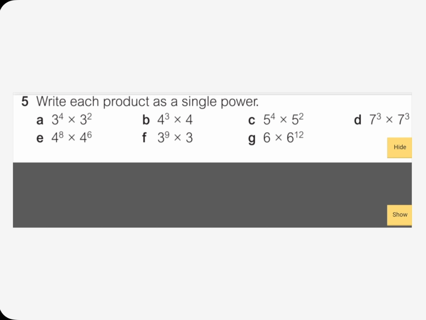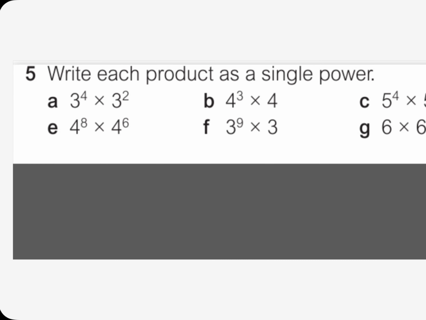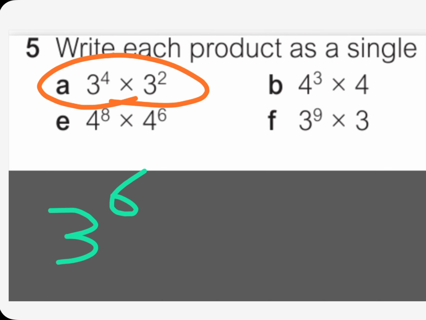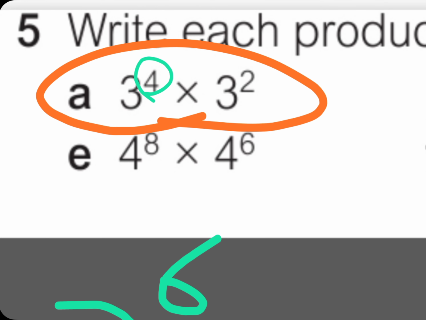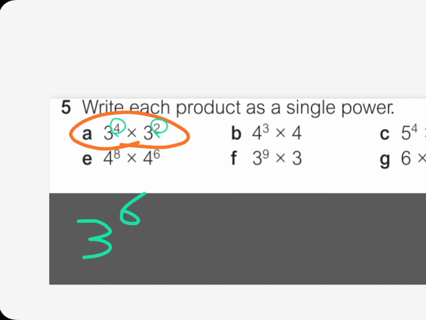Now, in the question, let's talk about A. 3 power of 4 multiplied by 3 power of 2. What do you think the answer is? Very good. The answer will be 3 power of 6. Very good, because we added the 4 and the 2. Good job. Now, let's look at question B.